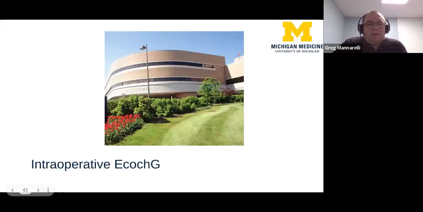All right, I'm just going to close up by going over some intraoperative applications of ECOG in SSCD patients. For the patients that do go on to have surgical correction of their SSCD, you're able to monitor the changes to the ECOG in real time.